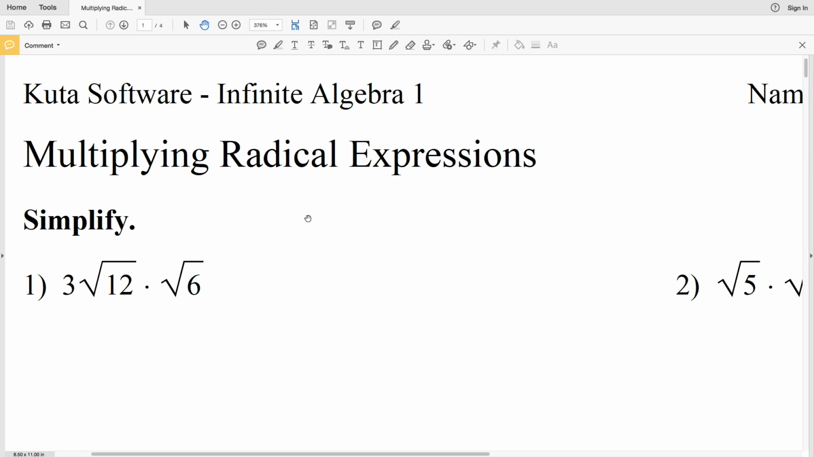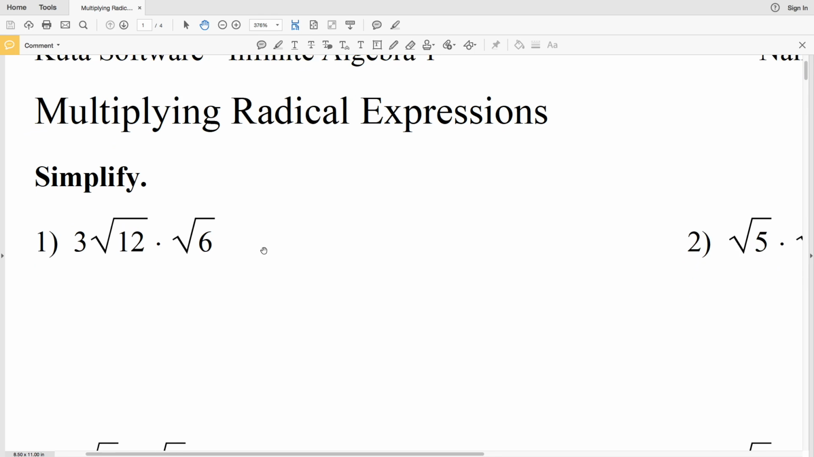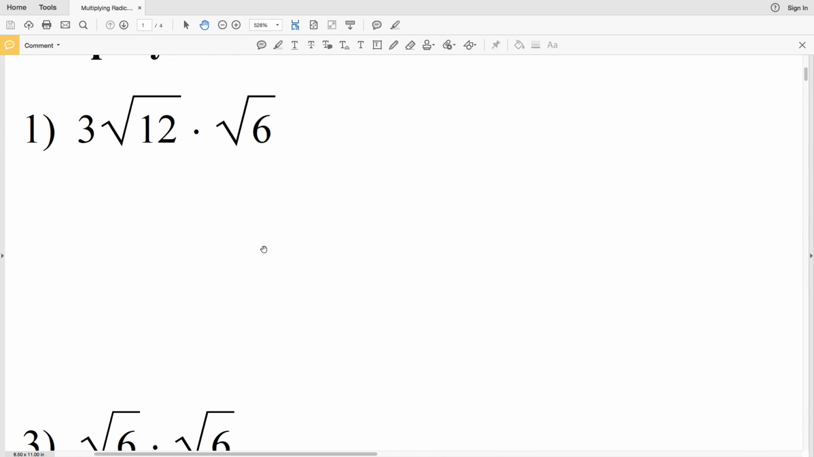In this video, we're going to start the KutaSoftware Infinite Algebra 1 free worksheet, Multiplying Radical Expressions. Our directions for this worksheet are to simplify. Now, remember when multiplying radicals, you multiply what's within the radical together and what's outside the radical together, and then simplify. So for number 1, I'm going to multiply what's inside of that radical together.